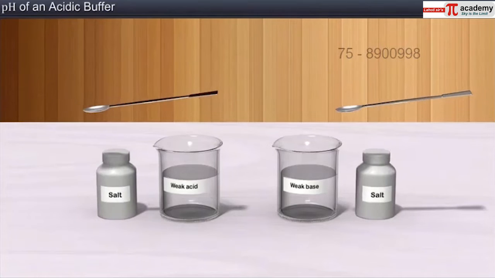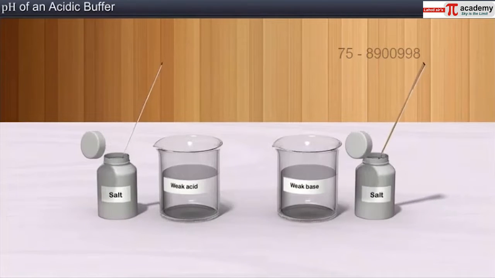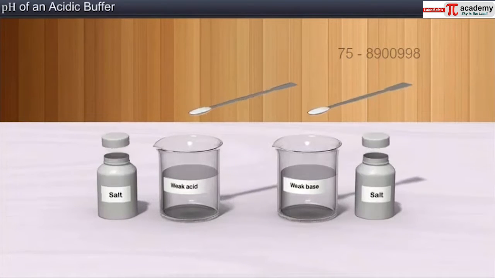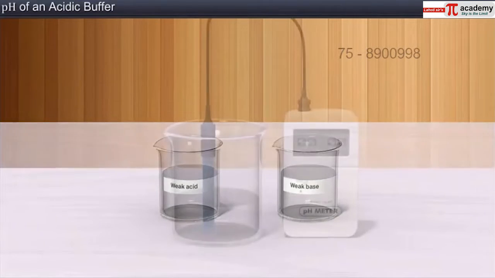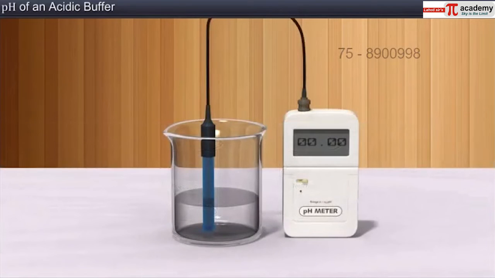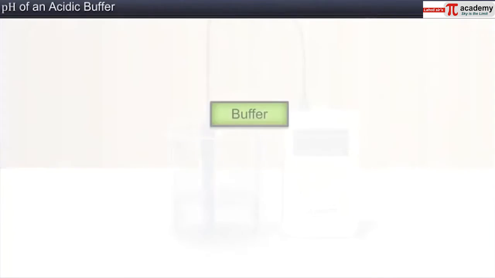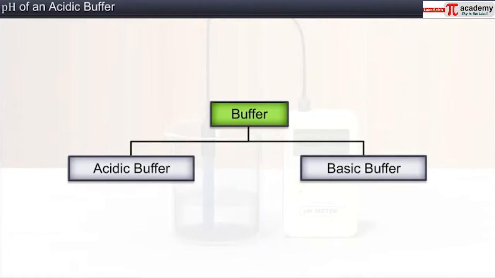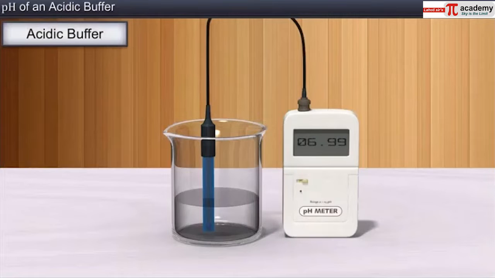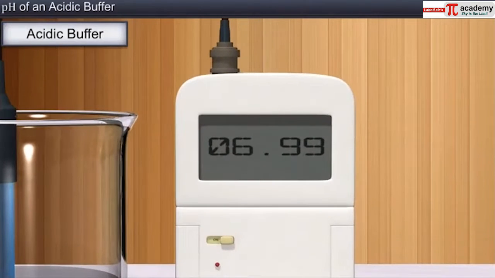Generally, a buffer solution can be prepared by mixing either a weak acid and its salt or a weak base and its salt. Based on its pH value, a buffer can be classified as acidic buffer or basic buffer. An acidic buffer is a buffer whose pH is less than 7.